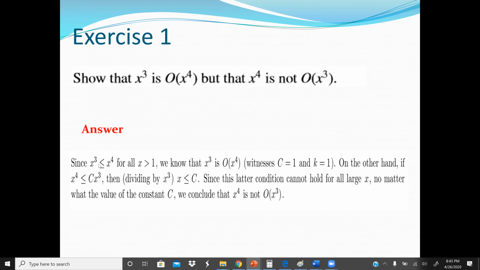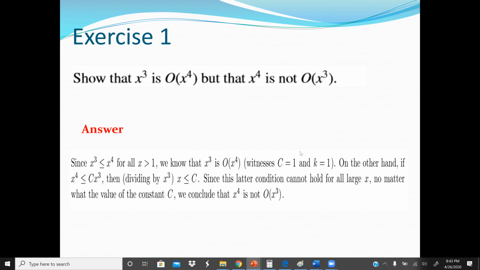Since we know that s cubed will be less than or equal to s^4 for any value of s greater than 1, we know that s cubed is big O of s to the power 4. The witnesses will be c is 1, k is 1, since s to the power 3 is always less than s to the power 4 if s is greater than 1. So witnesses will be c is 1, k is 1.